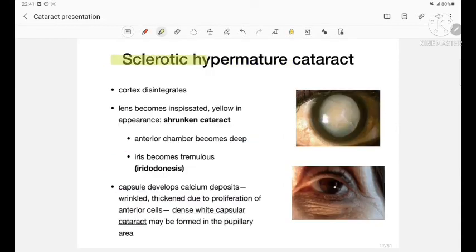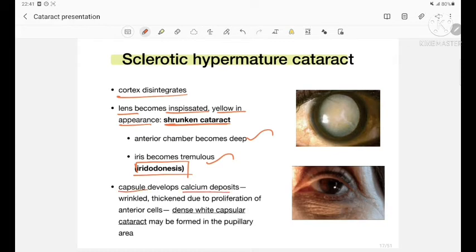The other type is the Sclerotic hypermature cataract. Here there is disintegration of the cortex, so the lens becomes inspissated, yellow in appearance. This is also called as shrunken cataract, due to which the anterior chamber becomes deep and the iris becomes tremulous. The tremulousness of iris is called as iridodonesis.